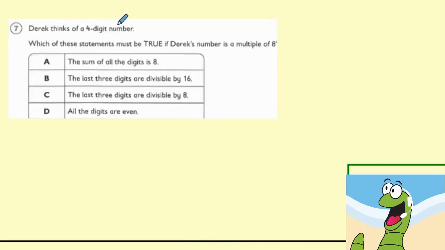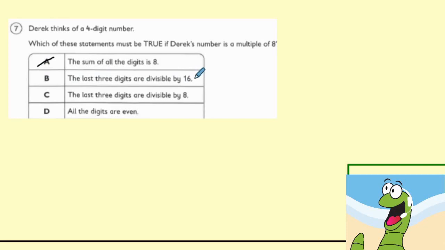Derek thinks of a 4-digit number. Which of these statements must be true if Derek's number is a multiple of 8? Now, the question doesn't ask you to go work out a 4-digit number and work out all the multiples of 8. So let's go through them. The sum of all the digits is 8. Well, that means if we add all the digits, that doesn't necessarily mean, though, that it's a multiple of 8. So now I'm going to get rid of A. The last 3 digits are divisible by 16.